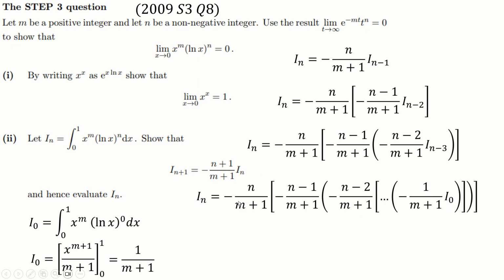to try and come up with a neat expression for In. So, okay, looking at the tops here, we've got n times n minus 1 times n minus 2 all the way down to 1. So that's just n factorial, so that's fantastic.